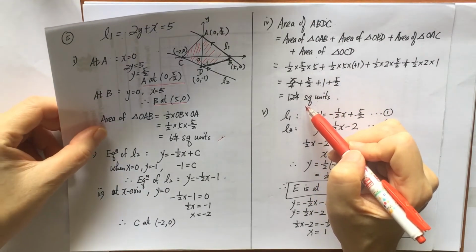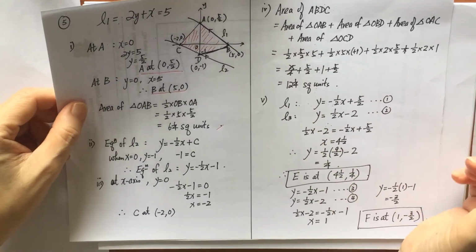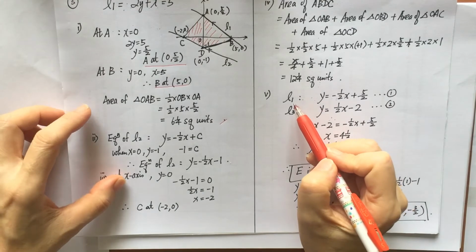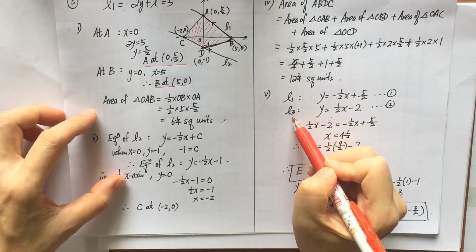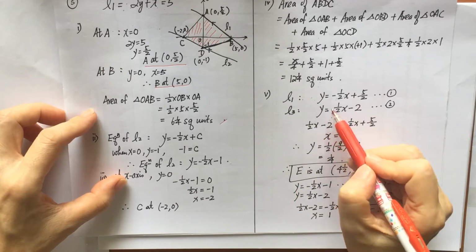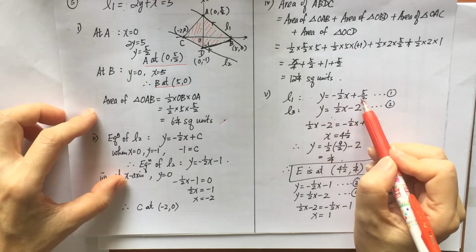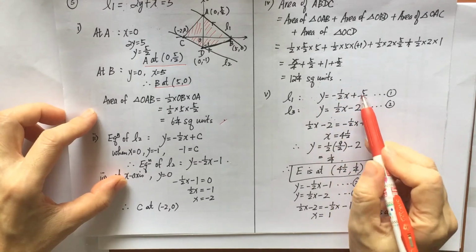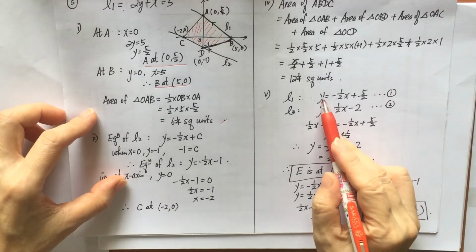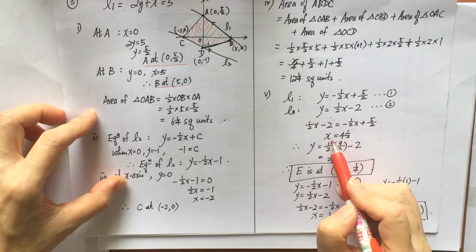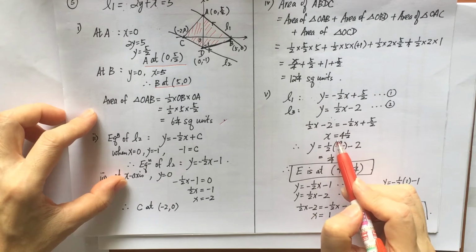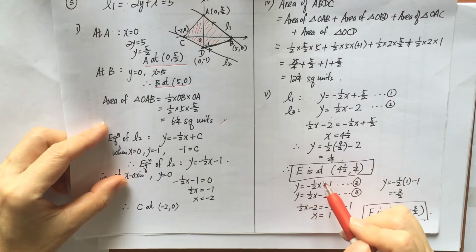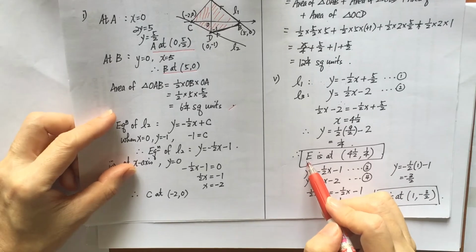Then the next part is to find the intersection points. There are two new intersection points. One of them is L1 with L3. L3 is the new line given. L1 is already given earlier. So for these two, you equate the two equations, solving simultaneous equations. You put the y equal to the y, so you get all the x's. You work out x first, then substitute back to get y. So that will be the coordinates of E.